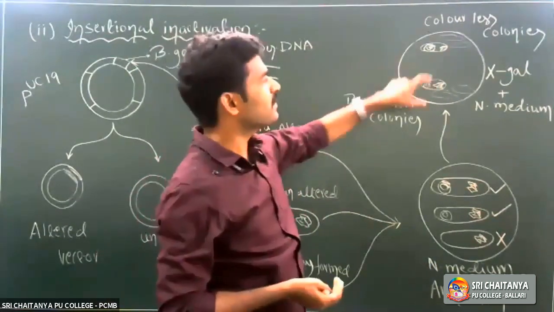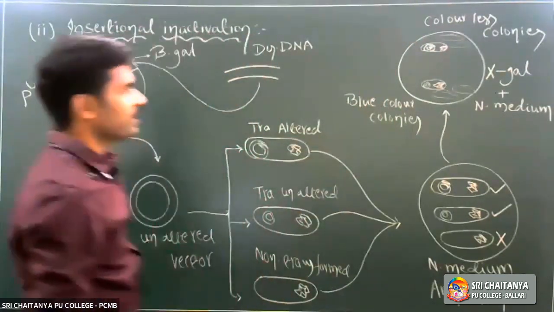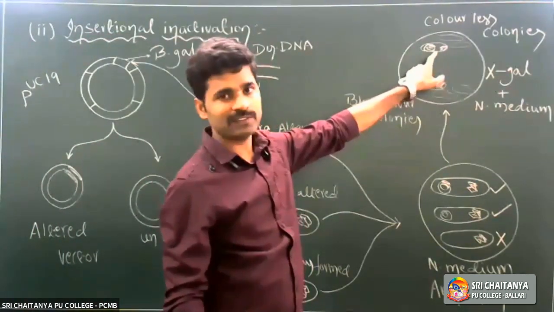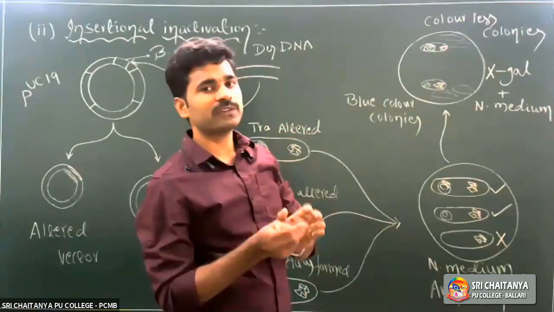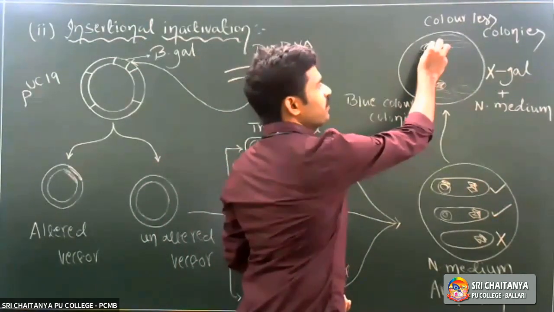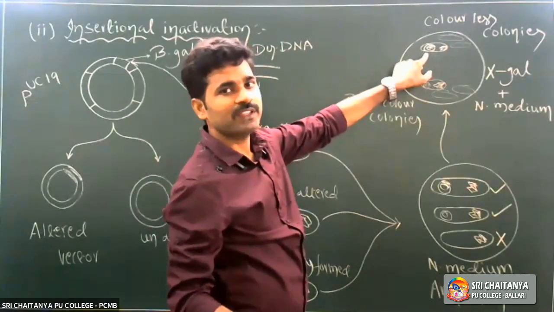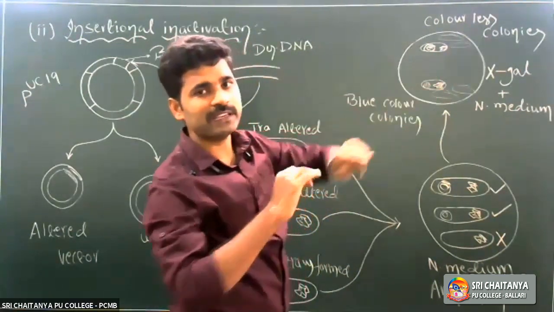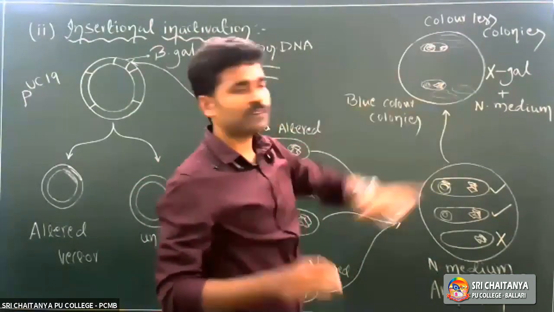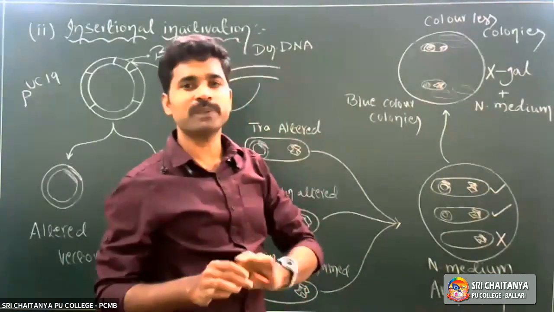So what is the reason behind that? For the formation of colorless colonies and colored colonies, I already told you. The recombinant DNA containing bacterial cells lose beta galactosidase enzyme production. At the place of the beta galactosidase enzyme sequence, foreign DNA is inserted. It means the beta galactosidase sequence is completely inactivated in recombinant cells. In colorless bacterial cells, beta galactosidase enzyme is completely absent.